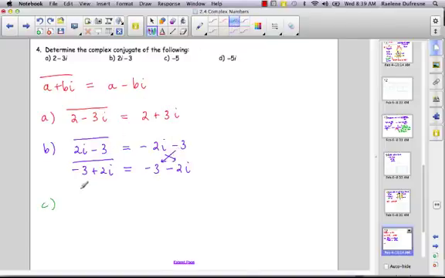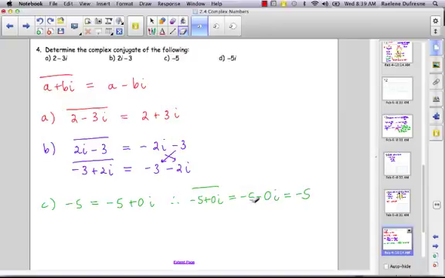In part C, we have a number negative 5. And if we write that negative 5 as negative 5 plus 0i, we can then say that the complex conjugate of negative 5 plus 0i equals negative 5 minus 0i, which is still negative 5. And so we don't have a different number for the complex conjugate if the original number is real. Again, remember that the complex conjugate of a number is the number you multiply the first number by so that the result is a real quantity. So negative 5's complex conjugate is itself because both numbers are already real.